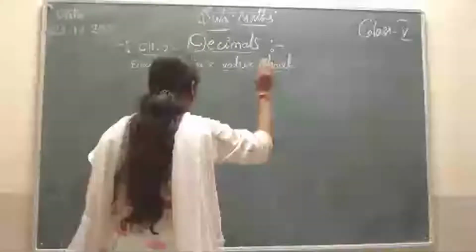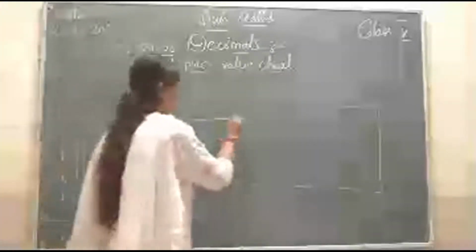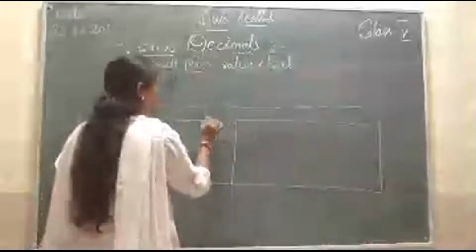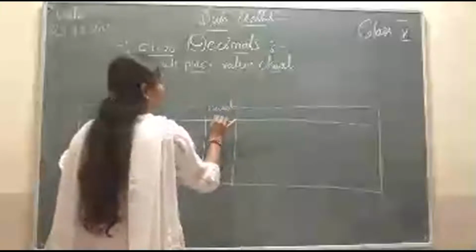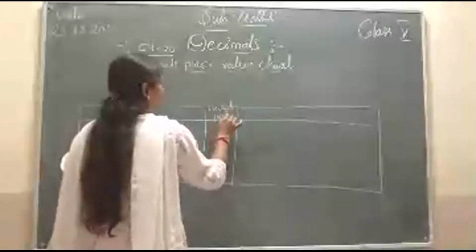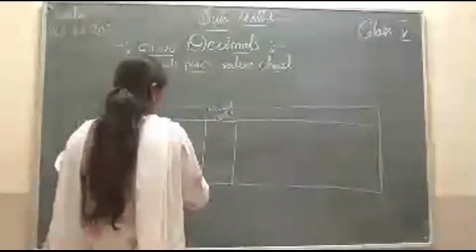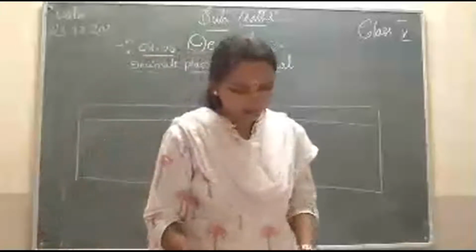Place value chart. So students can observe this. This is the most important, and this exercise from the decimal point is more important. You have to consider the decimal point. This is a decimal point. Yes, students, you have to consider this is a decimal point.